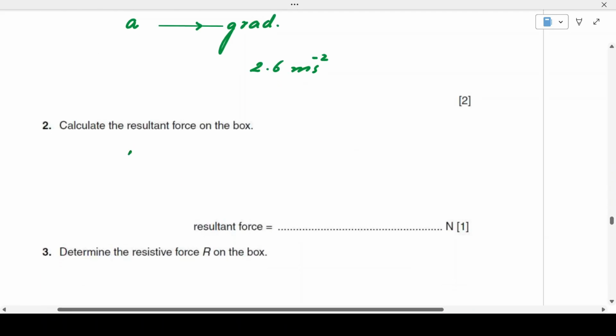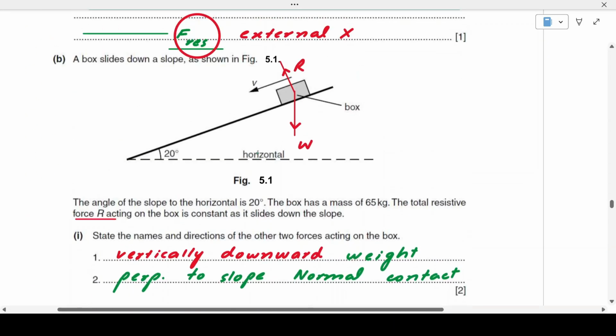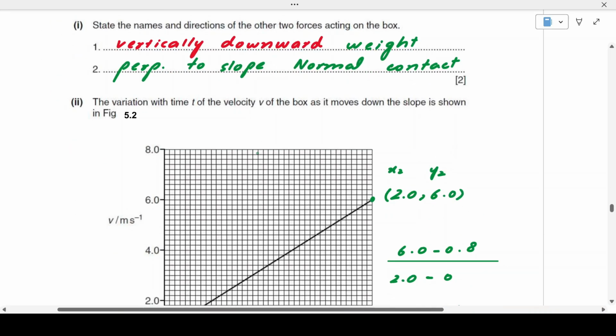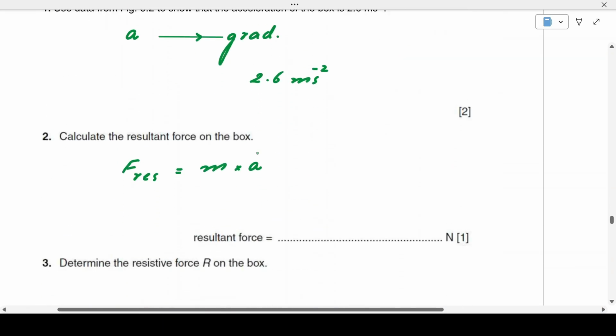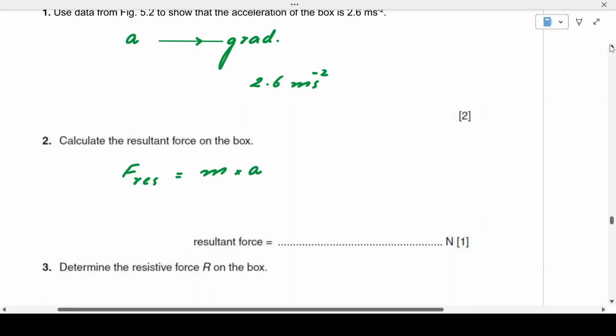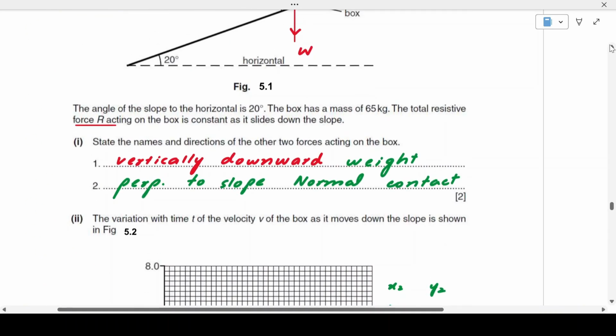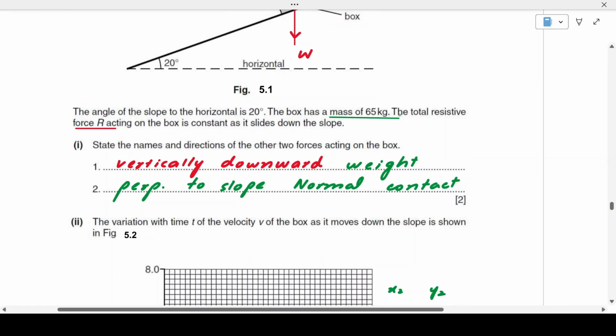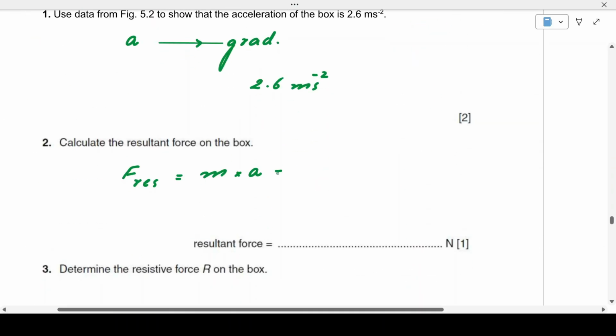Okay, the next one is calculate the resultant force acting on the box. So resultant force equals mass times the acceleration, and mass was given someplace over here, 65. Mass of the block is 65. So probably the easiest question, 65 times 2.6, you get the resultant force, which in this case is 169. Okay, let's move on to the next one.